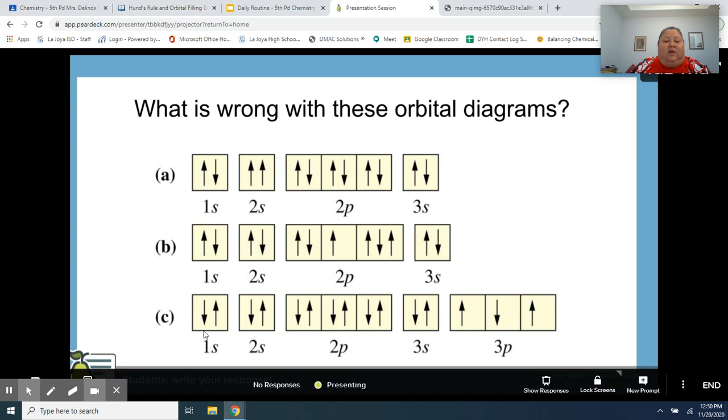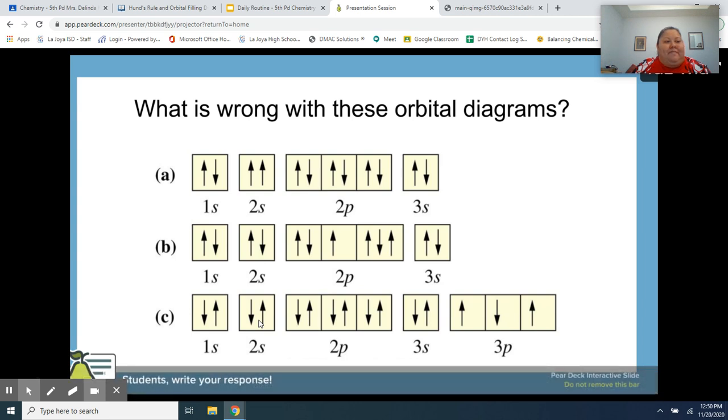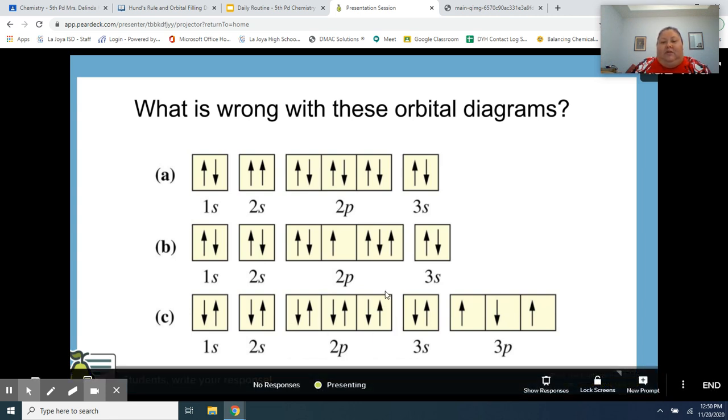Is there anything wrong with 1s, guys? Is there anything wrong with 2s? Is anything wrong with the first two orbitals? No. Okay. What about 2p? Is there anything wrong with 2p? No. What about 3s?